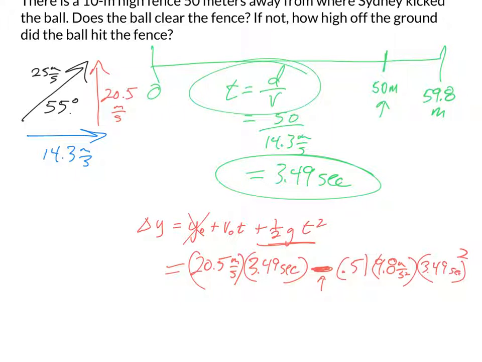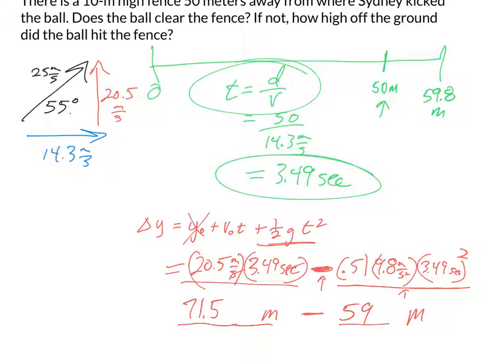So, let's do this first piece. And remember, seconds goes away. I'll have meters subtracted from some other meters after I do that. Okay, so let's do the first number here. 20.5 times 3.49, and I get 71.5 meters. Now let's do this second part. 3.49 squared times 9.8 times 0.5, and this is subtracted off. There's a subtraction symbol there, 59.7.